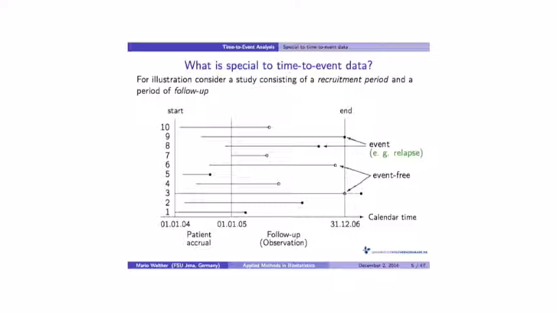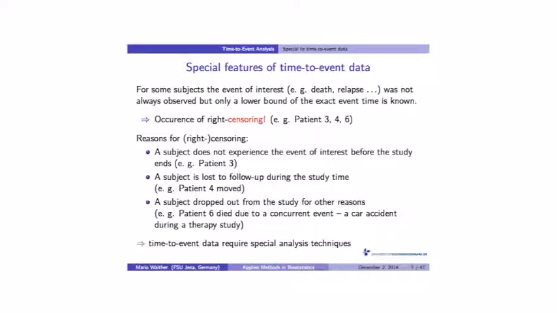And the third reason for censoring occurs if the subject dropped out from the study for other reasons. How to explain it? If you plan a study where the event of interest is death due to cancer, maybe lung cancer, then the event of interest is dying due to cancer.